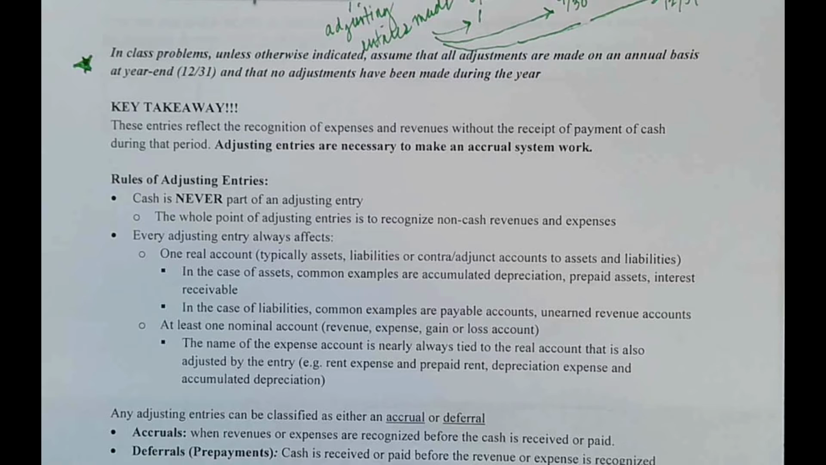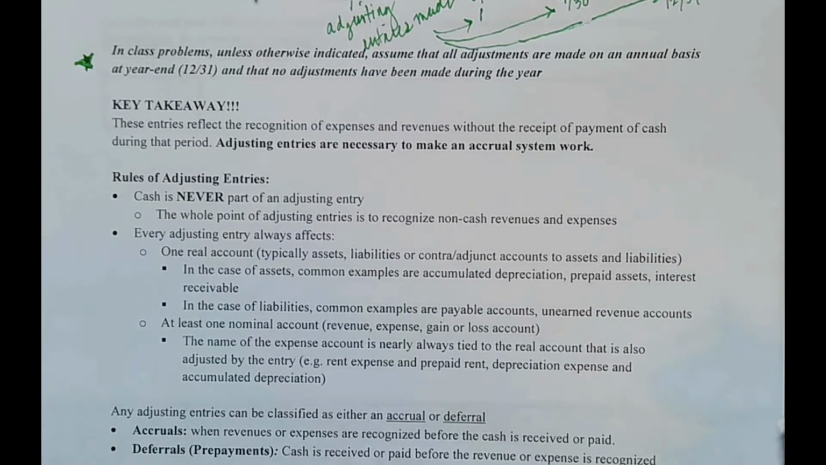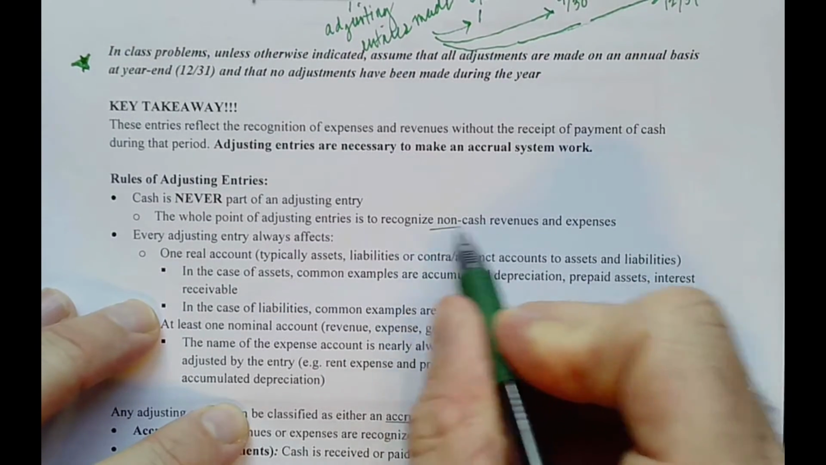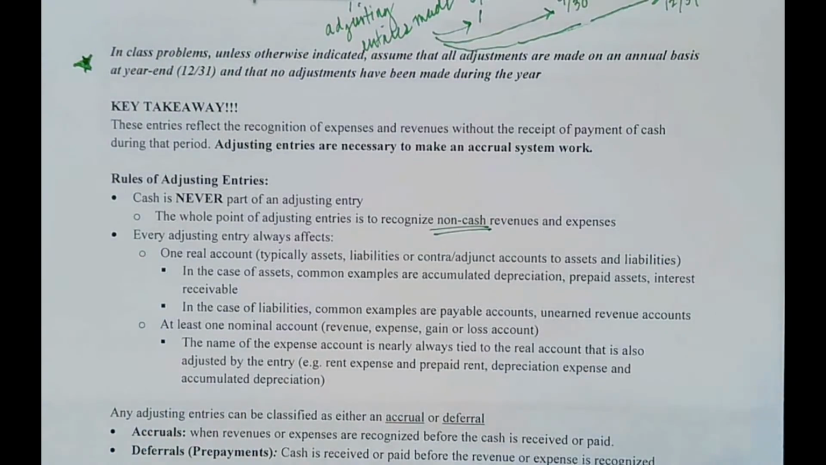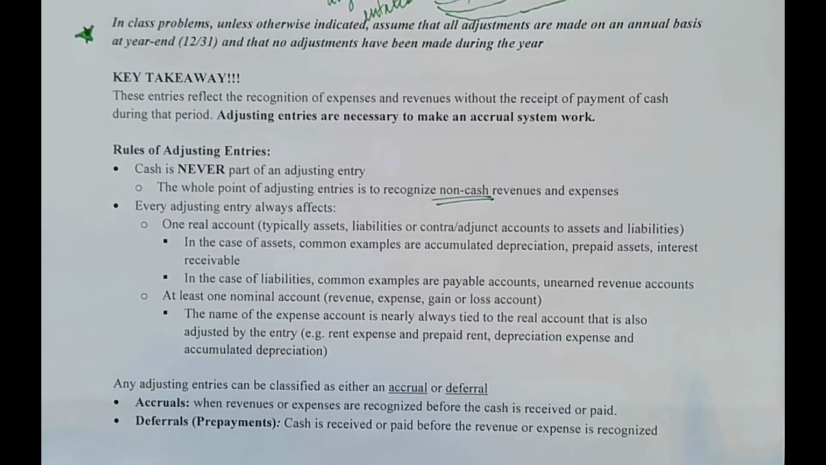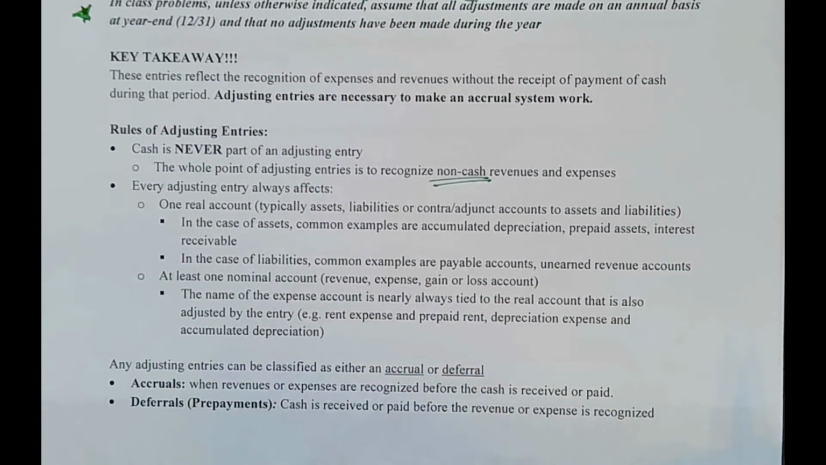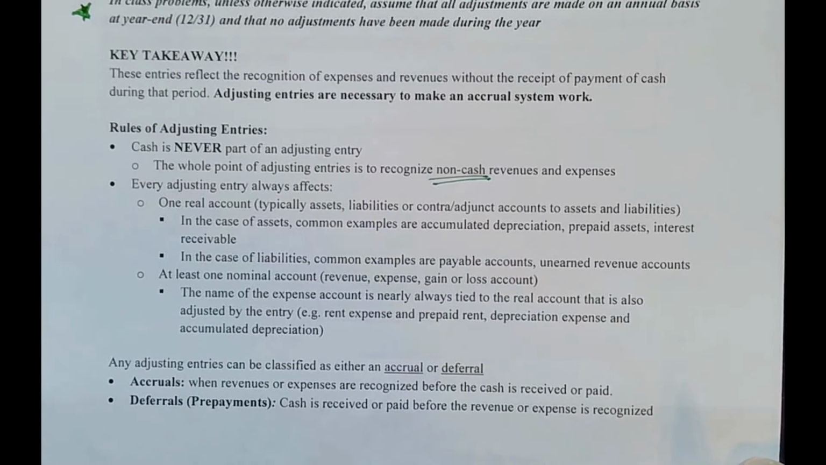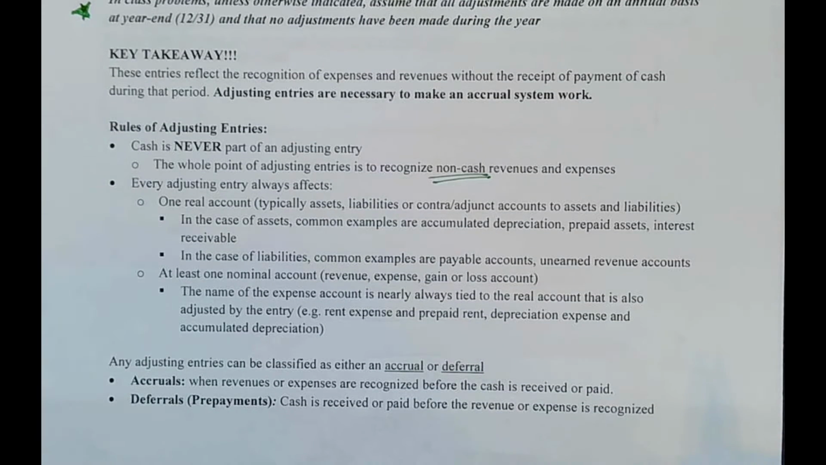The rules of adjusting entries. One rule is very big. We've already covered it, but just so you know, cash is absolutely never ever a part of an adjusting entry. The whole point of these is to recognize non-cash revenues and expenses over a period of time. The second one might not follow quite as readily to you. Every adjusting entry always affects one real account and one nominal account.